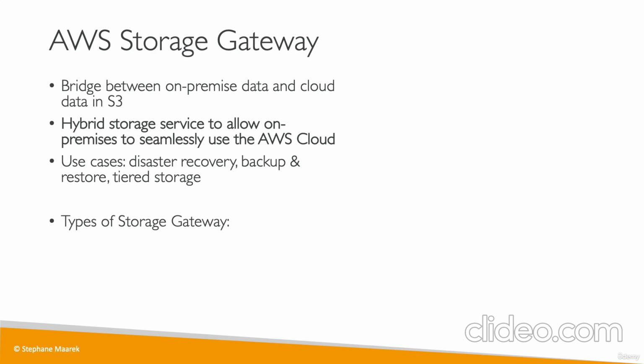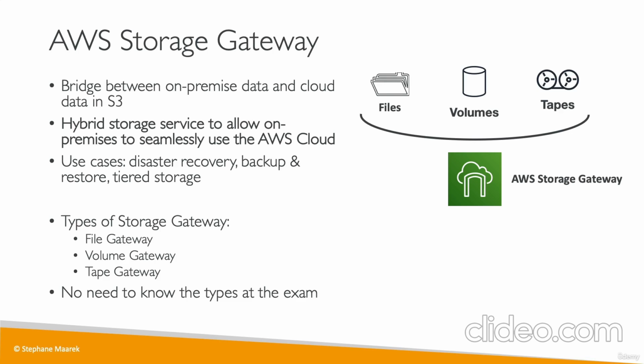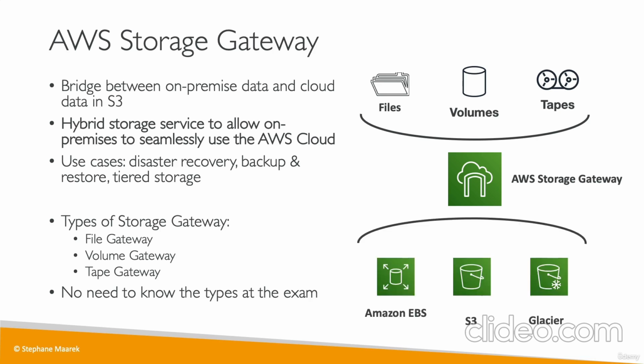There are different types of storage gateway. There is a file gateway, there is a volume gateway, and a tape gateway. Now, you don't need to know all these types going into the exam, okay? What you need to know is that the storage gateway allows you to bridge whatever happens on premises directly into the AWS cloud. Under the scenes, the storage gateway will be using Amazon EBS, Amazon S3, and Glacier. So from a Certified Cloud Practitioner perspective, the storage gateway is a way for you to bridge your file systems and your storage on premises into the cloud to leverage the best of both worlds, okay?